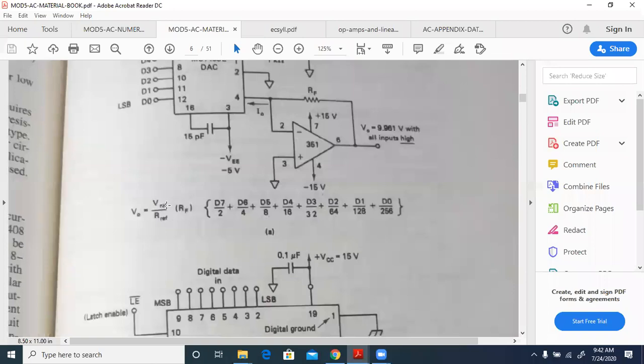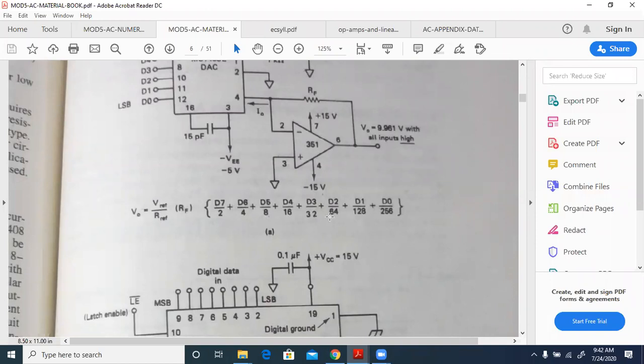So in this formula you can see that it is V reference by R reference into RF, D7 by 2, D6 by 4, D5 by 8, D4 by 16, D3 by 32, D2 by 64, D1 by 128, D0 by 256, right? This is the formula which is there.